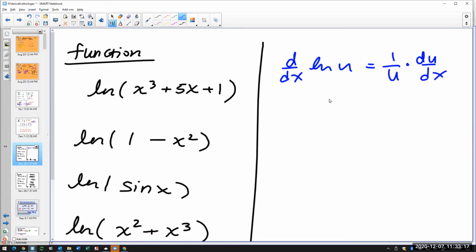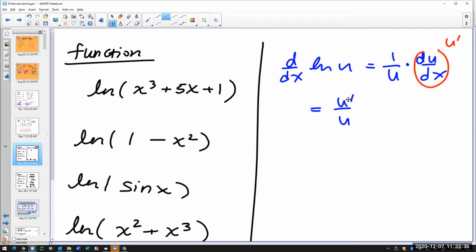Another way to write this, so you should write it both ways on your formula sheet because sometimes one way is easier than the other, is u prime over u. Now, where did I get this u prime from? Well, u prime is the derivative of u. All I did was move u prime to the numerator.